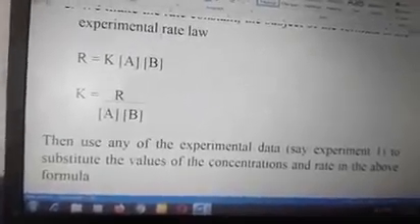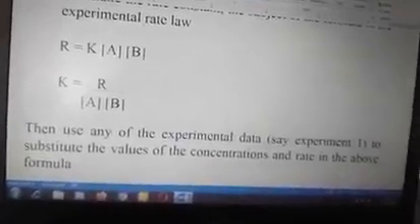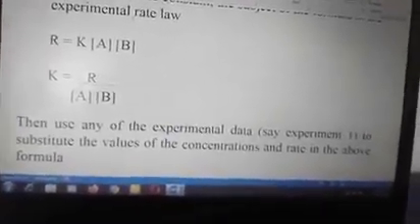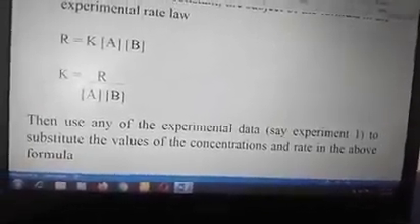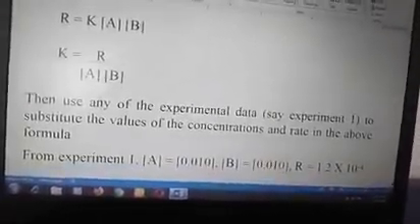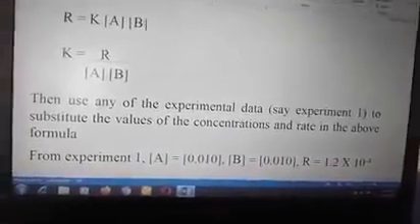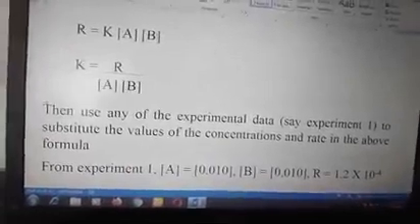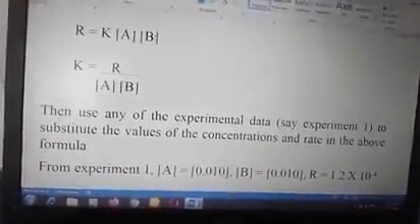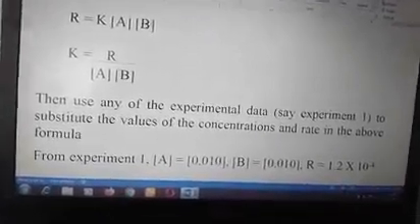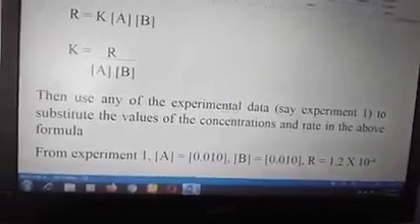So to find the rate constant, then we use any of the experimental data. For example, experiment 1, to substitute the values of the concentrations and rate in the above formula. So use any of the data you have in the table to substitute the values of R, A, and B. And in this work, we chose experiment 1. You can use any set of experiment to evaluate K.